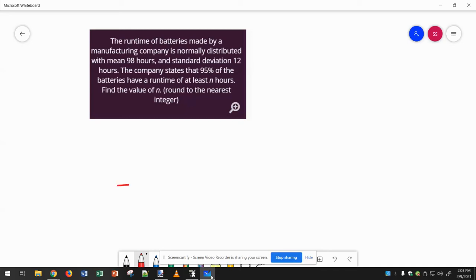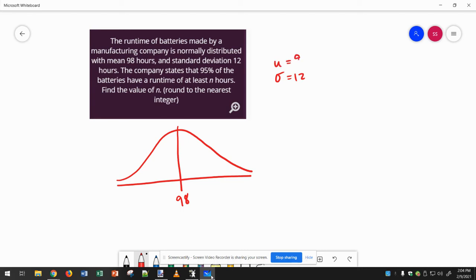For a question like this, I would recommend drawing out the normal curve, and really for any normal distribution problem, I would draw this out so you can see it. So the mean goes right down the center, and then the standard deviation is 12. We'll write those down. And then they tell us 95% of the batteries have a runtime of at least n hours. That means greater than or equal to n.